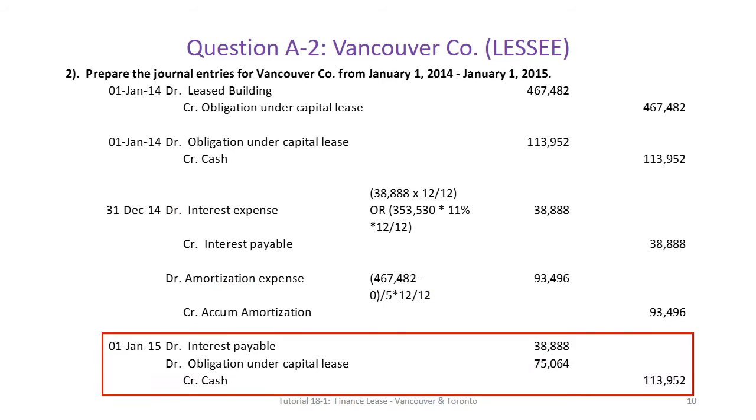Okay. And then the lease payment on January 1st, this is the actual payment. We're going to credit the interest payable for the $38,888 that was accrued the day before. We know our cash payment is $113,952, and the lease obligation is the difference between those two, or this is the principal reduction.